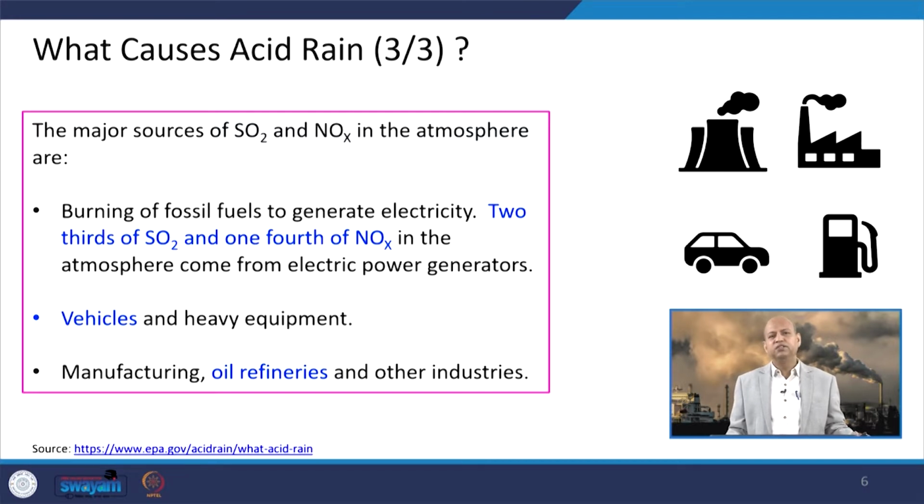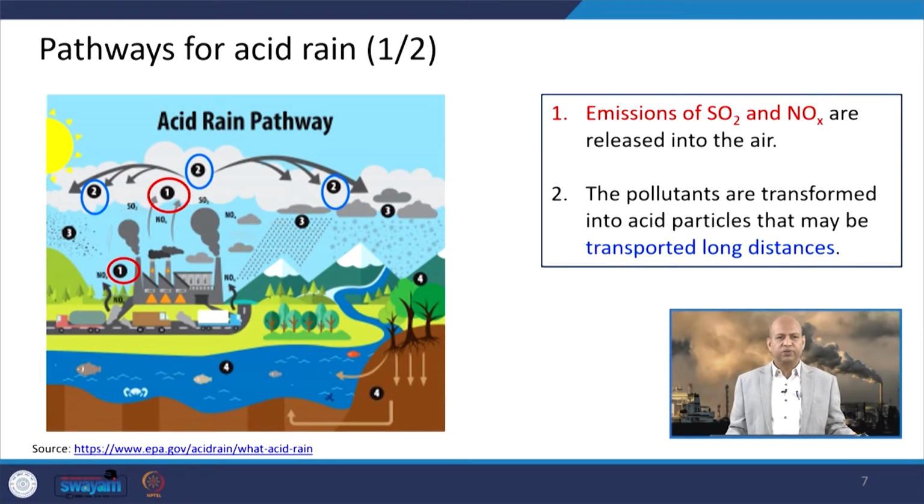Manufacturing, oil refineries and other industries are also responsible for emissions of these gaseous components. When we talk about pathways for acid rain, basically when these emissions, like SOx and NOx, are released into the air, they get converted into calcium sulphate, magnesium sulphate or nitrate of something. So, you can say the gaseous components can be transformed into particulate or solid form. These particles can also be transported from one place to another, or these gaseous components can react with the moisture in the atmosphere.